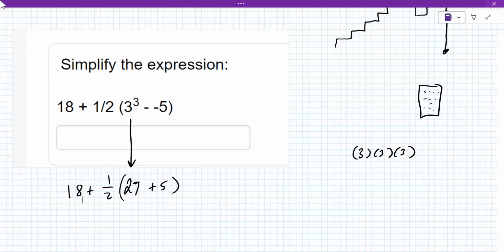So is it 18 plus 16? Yes. Which is 34. 34. Okay. All right. So assuming you get that right, yeah, they would move you on to a more difficult question.